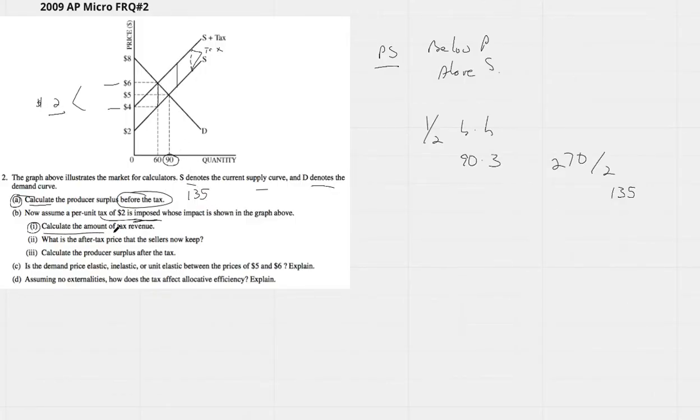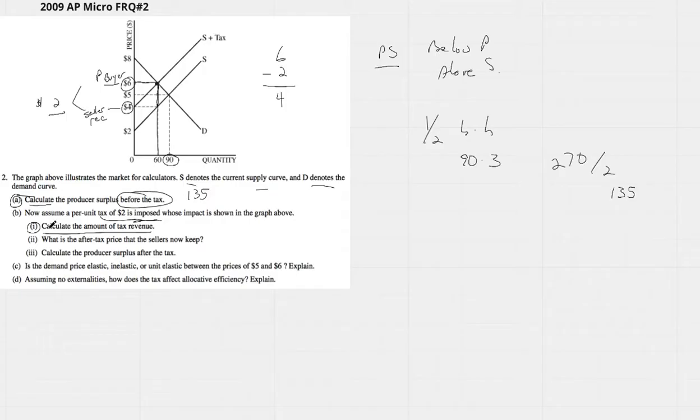They want us to calculate the amount of tax revenue. Recognize that these are always asked pretty much the same way, and that we're always going to find our new price after the tax. This is the price that the buyer pays, the price the buyer would now pay. Obviously, the amount of tax goes to the government, and the $4 would be what the seller would receive or put in his pocket. All right, and that should make sense. If I sell a good for $6 and the government takes $2 away from it, now I can put $4 in my pocket. That should make sense.